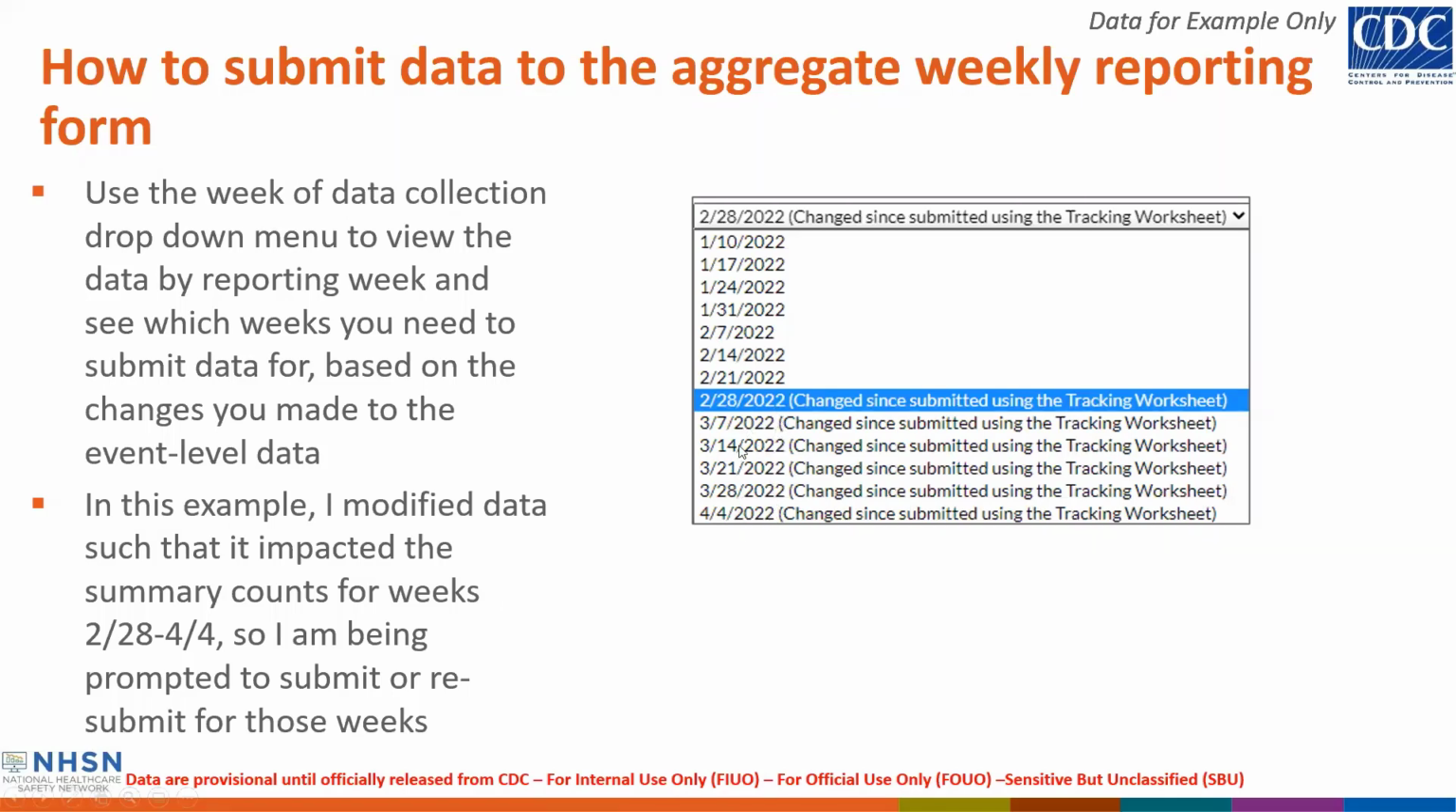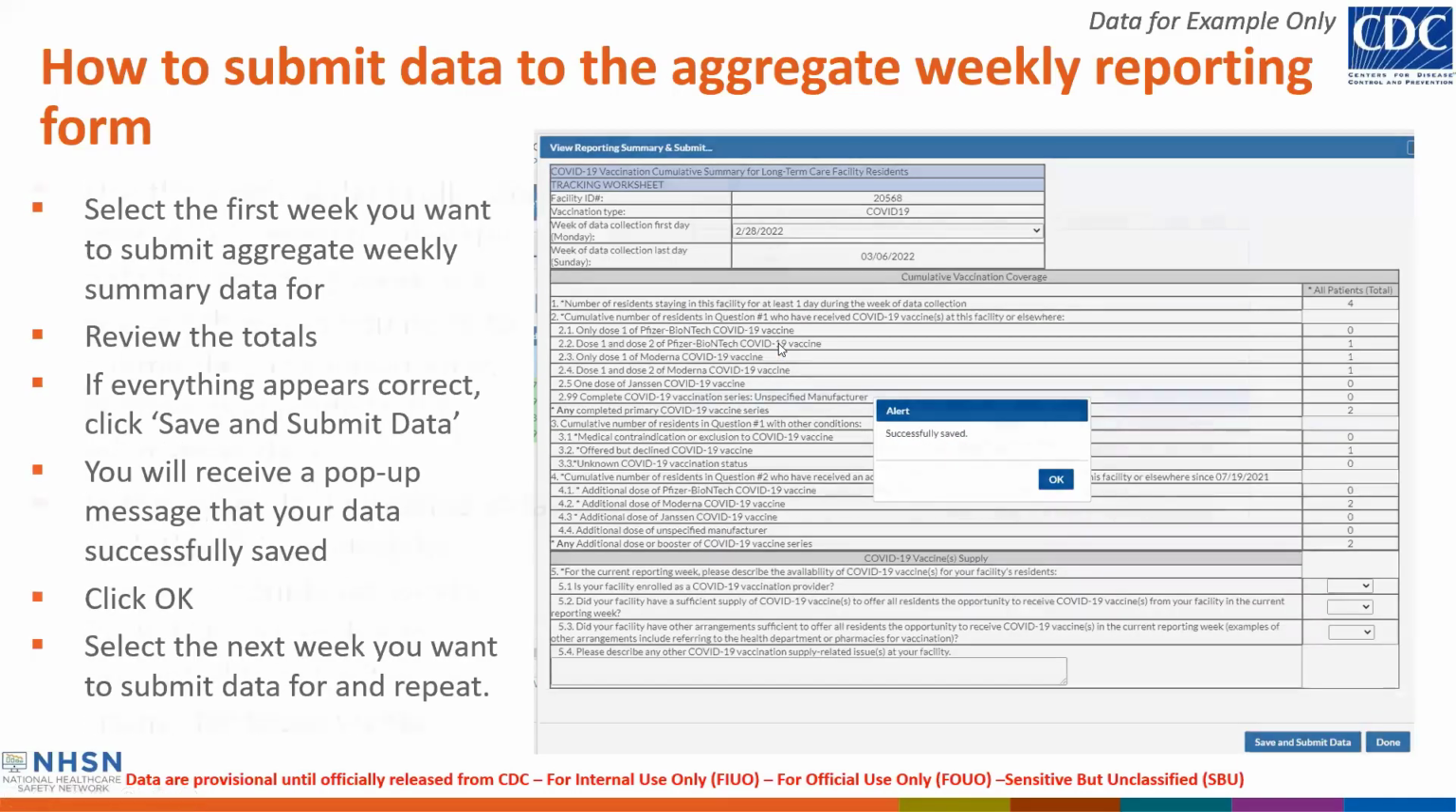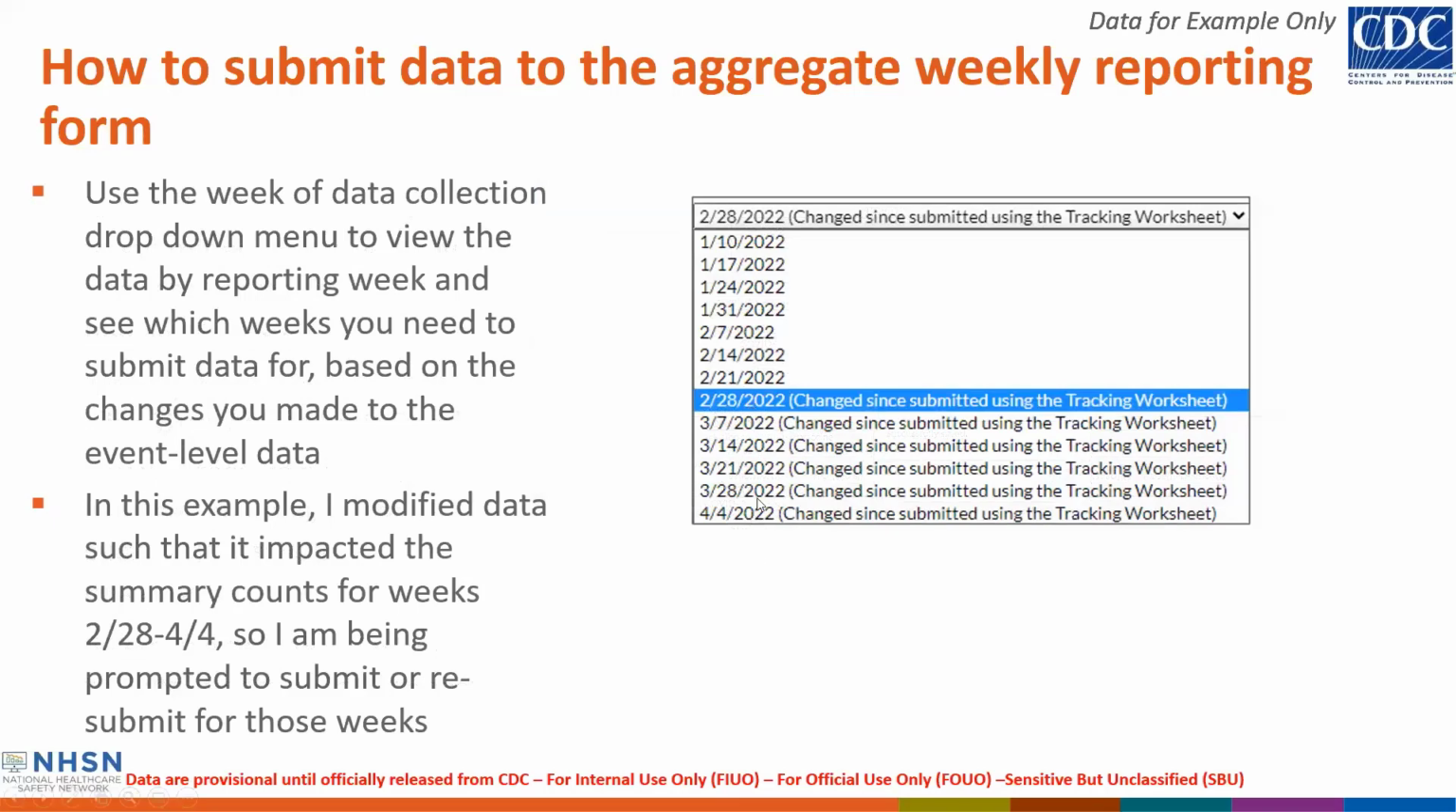because maybe it was an adjustment to a person who was admitted that week. So therefore, it wouldn't make any difference to all the weeks before that. So that's why you see these weeks as blank. But for all of these weeks, it has changed. So I'm being prompted to resubmit or submit for the first time for those weeks.